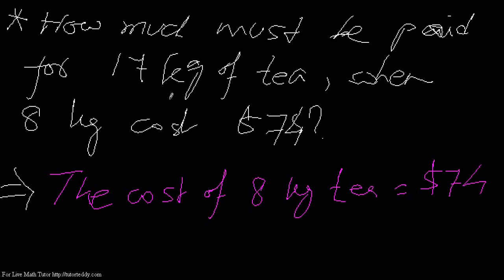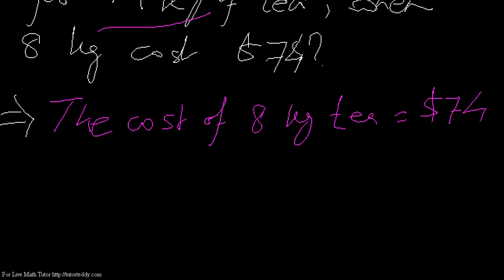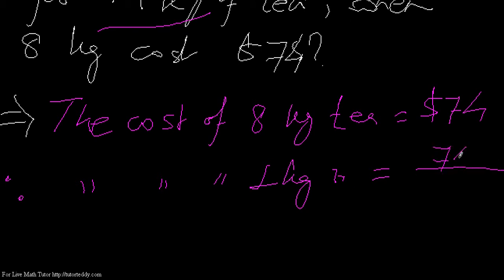And what do I have to find out? They have asked what is the cost of 17 kg. Now I have learned the unitary method. That means if a statement gives me 8 kg of tea cost $74, I can easily find out how much 1 kg of tea costs by using the unitary method. So therefore the cost of 1 kg tea is, if 8 kg cost 74, 1 kg will cost less. So I do 74 divided by 8, right?